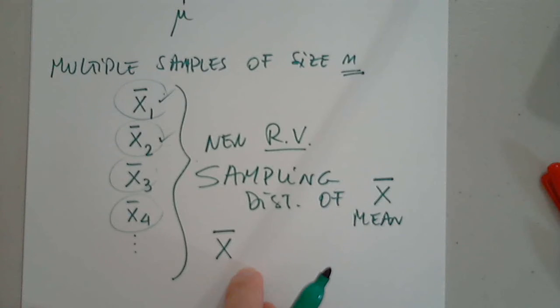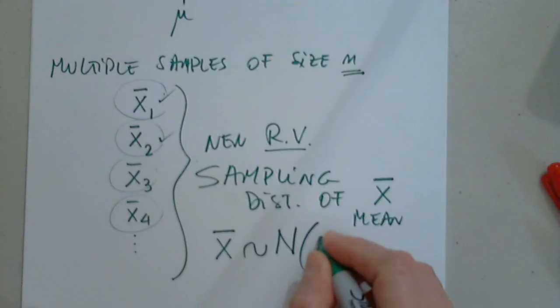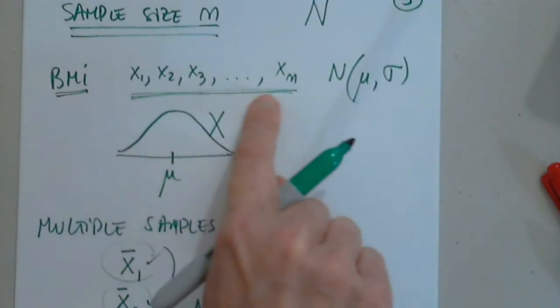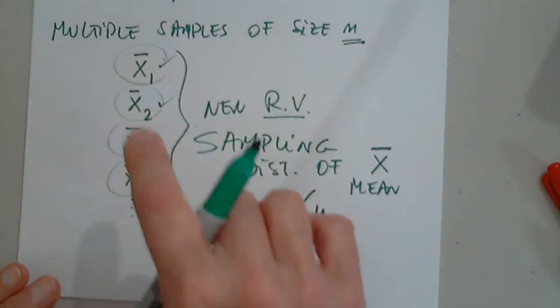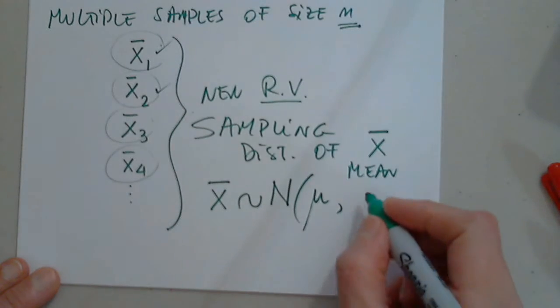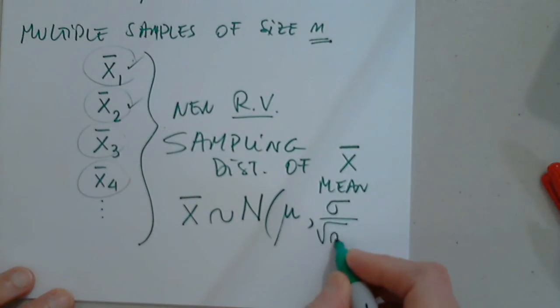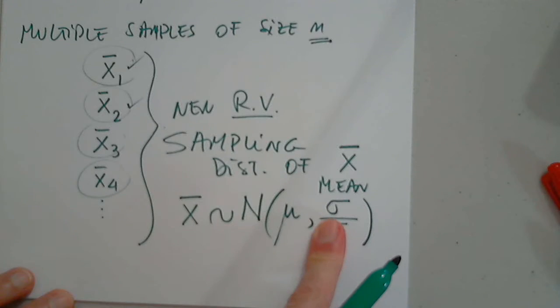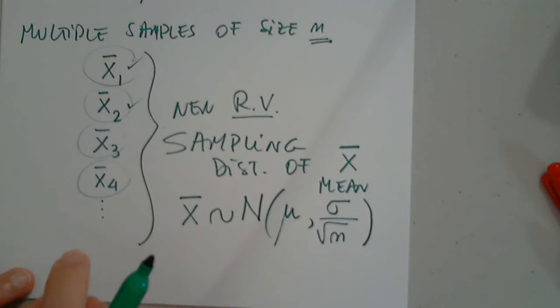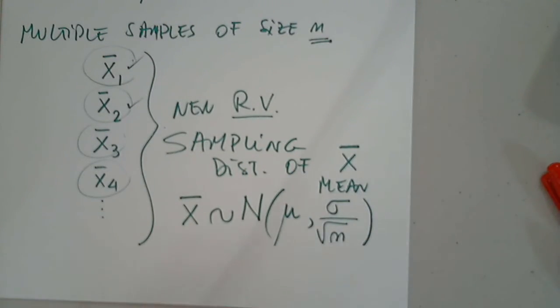It turns out that this is normal with the same mean as every sample, mu. But this time, the spread of the data, remember, when we talk about the spread, we're not talking about the center, is sigma divided by the square root of n. Because I divide by something, the spread of the data is much smaller for this new random variable that I just created. So how does this look?